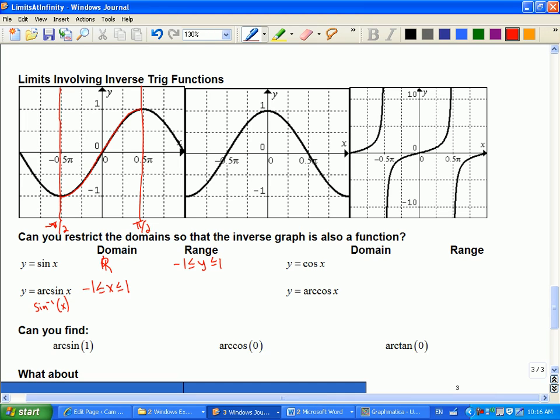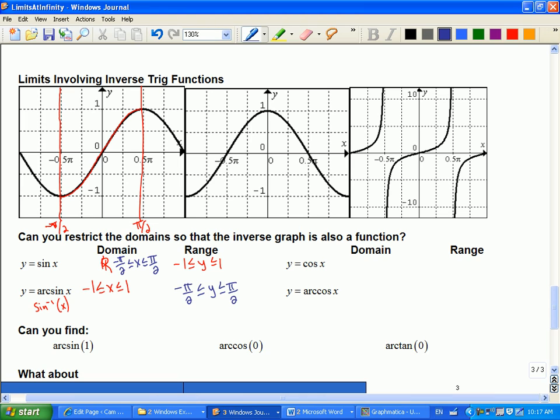Now, the range is a little bit trickier because the sine might have a domain of all real numbers, but what did we do to the domain in order to get arc sine? We restricted it. So what we did is we went from -π/2 to π/2, which means the range, the values that are going to come out of the arc sine, go from -π/2 to π/2.